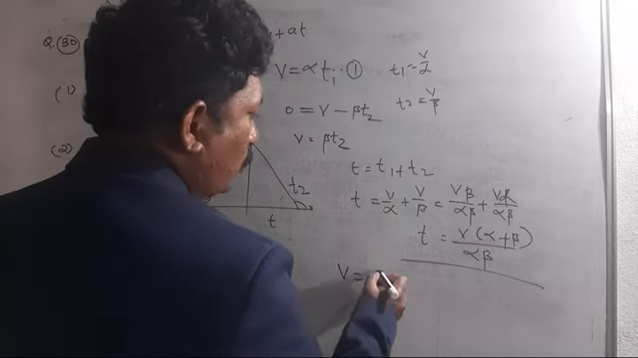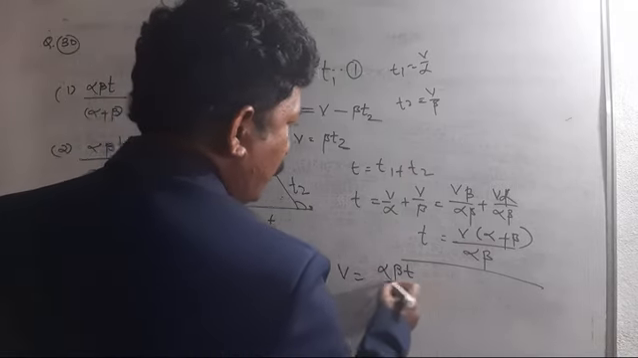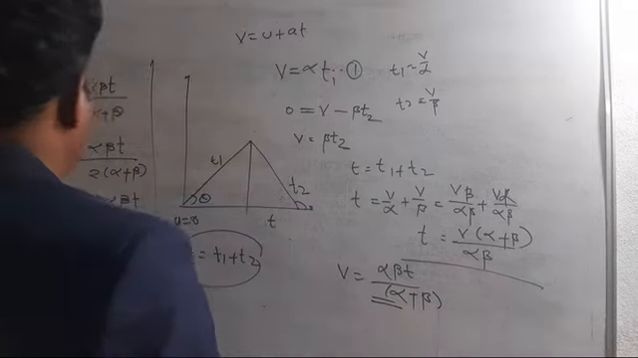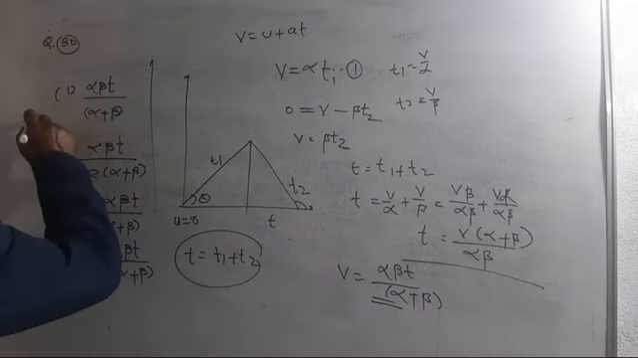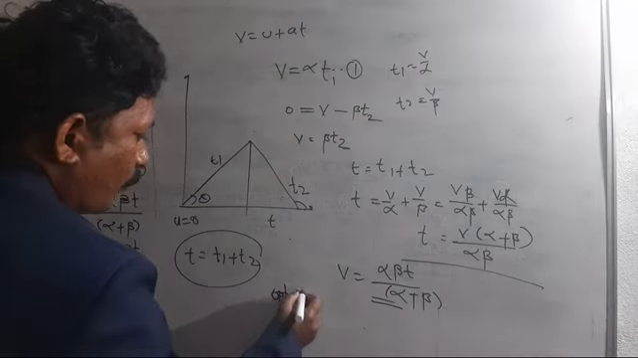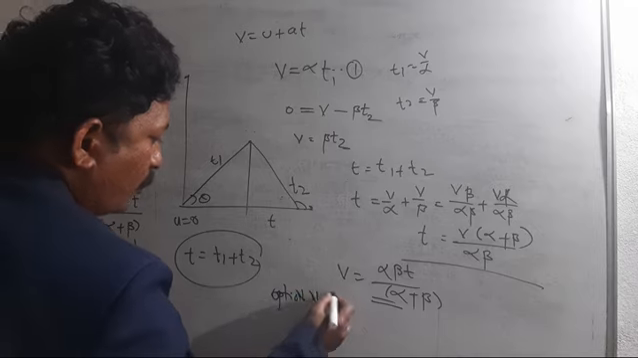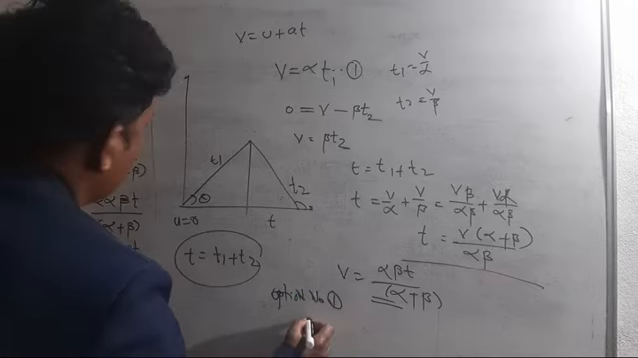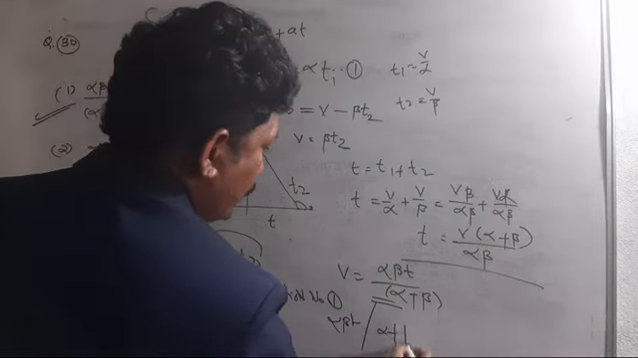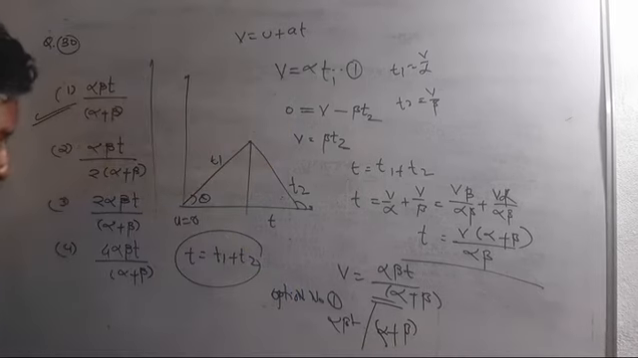v is equal to alpha beta t divided by alpha plus beta. This answer is correct, that is option number 1. Option number 1 is correct. Which is option number 1? That is alpha beta t divided by alpha plus beta. So complete the question number 30.